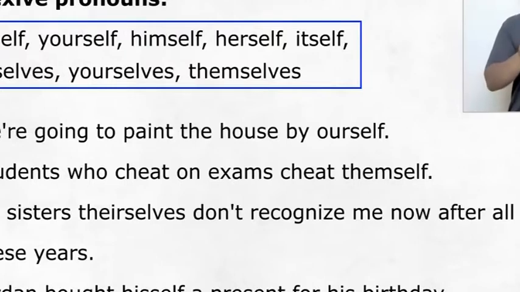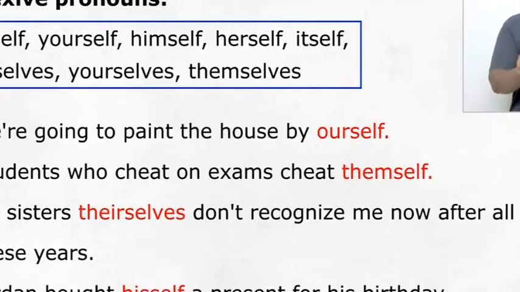Okay, actually I tricked you a little bit with that one. All of these sentences are actually wrong. That's because the words ourself, themself, theirselves, or his self are not real words. They don't exist in English. But many people still use those forms.